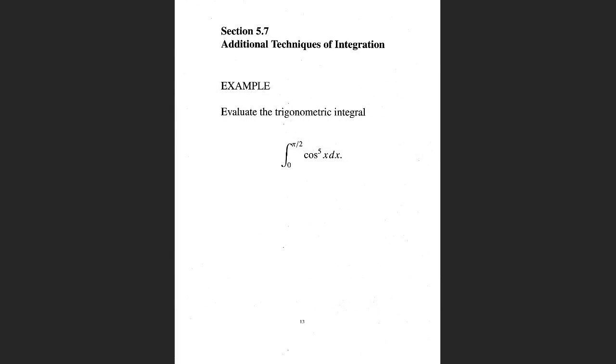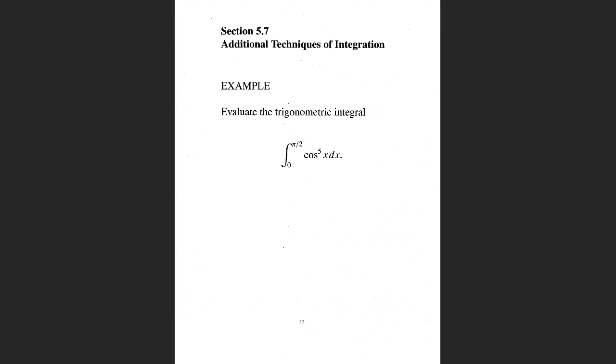All right, now we're in section 5.7. You've learned about the substitution approach to help find antiderivatives for integration. And then in section 5.6, you learned the integration by parts approach. There are other approaches that can be used to help you find antiderivatives. In this first example, we have what's called a trigonometric integral.